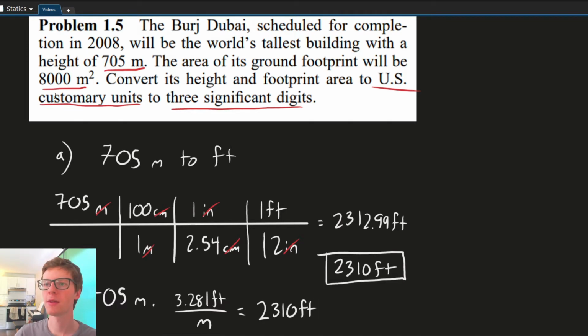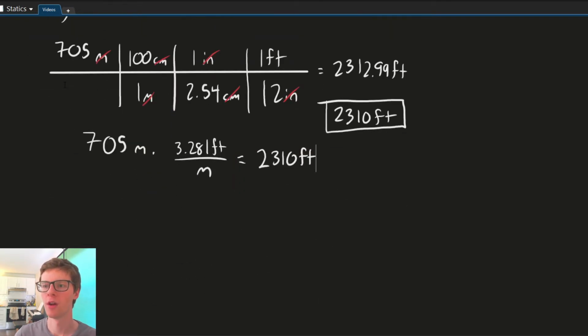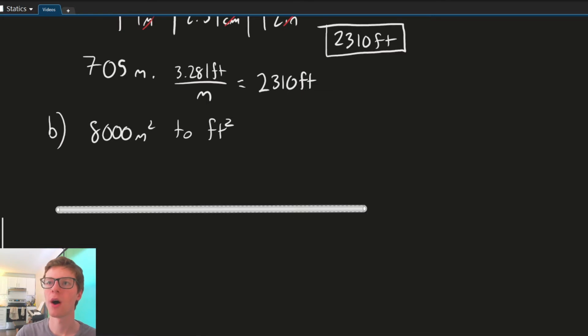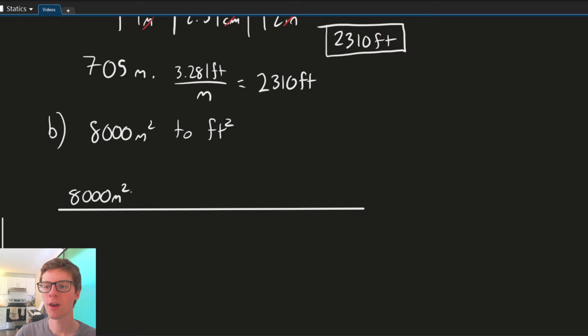Now part B is going to be doing 8,000 meters squared. The only difference between converting 8,000 meters squared to feet squared is going to be that we need to square every single term that we're doing. So I'm going to write 8,000 meters squared here, and I know I'm going to end up in feet. So I'm going to do the longer way just to show you guys better what happens when you have to convert squared units.